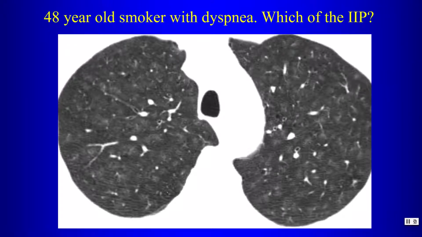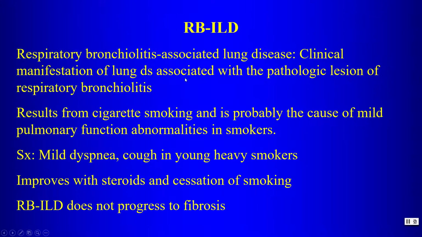Now here's another smoker who has shortness of breath, and here we have central lobular ground glass opacities. So which of the idiopathic interstitial pneumonias gives you central lobular ground glass opacities and is associated with smoking? Well, that is respiratory bronchiolitis interstitial lung disease. So this is really on the same spectrum of disease as DIP. It's just the location of the alveolar macrophages that is different. So here the macrophages will accumulate around the central lobular bronchiole as opposed to predominantly within the air spaces. This also improves with steroids and cessation of smoking and does not progress to fibrosis.